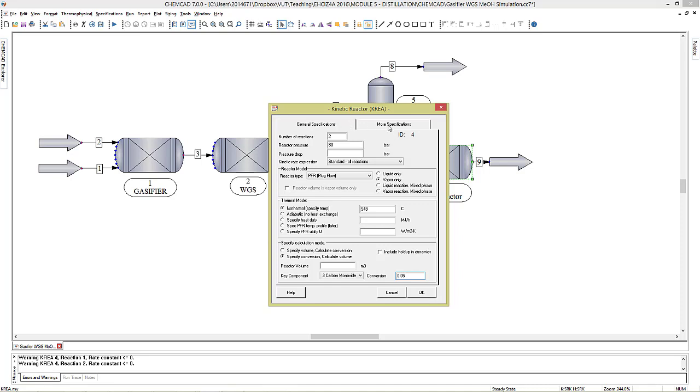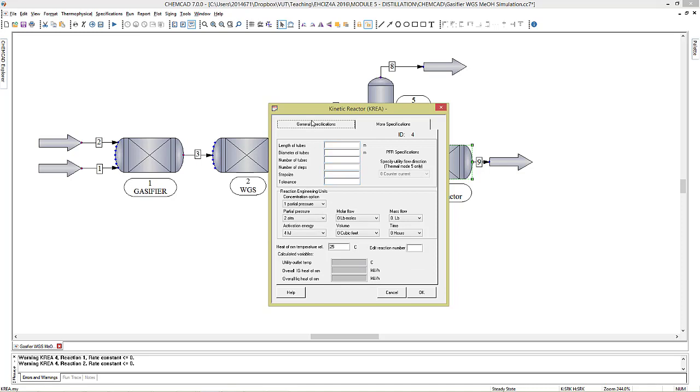Very important, click on the more specification tab here. Here you have parameters or input requirements that have to do with the length of tubes and diameter of tubes. Let's not worry about that now. The important part is let us look at this. Concentration will say it is in partial pressure. The partial pressure units will be in atmosphere. This will not really be working for us at this point.